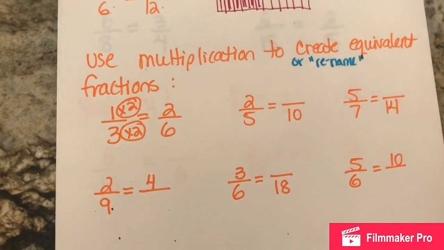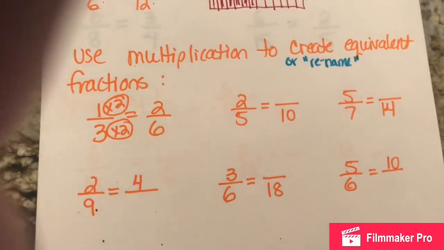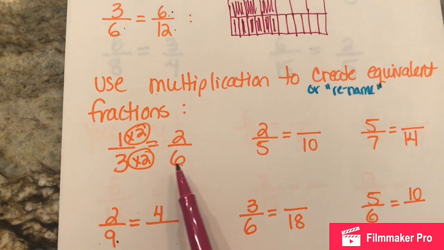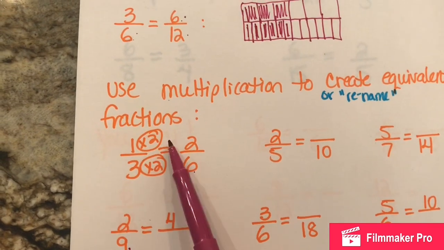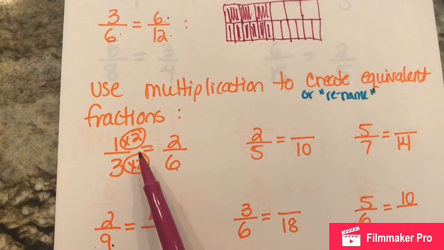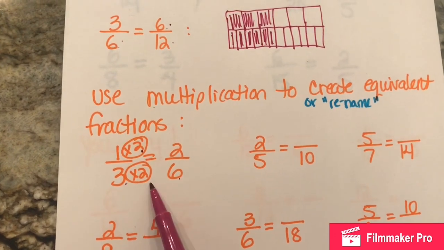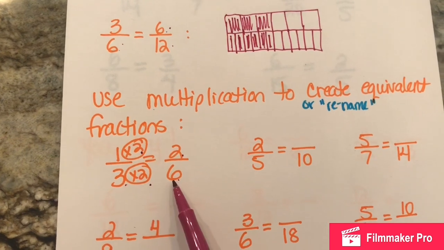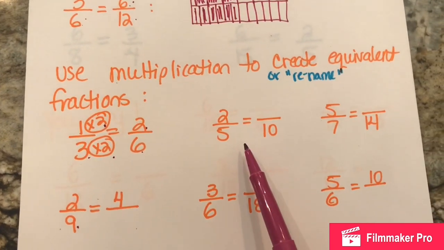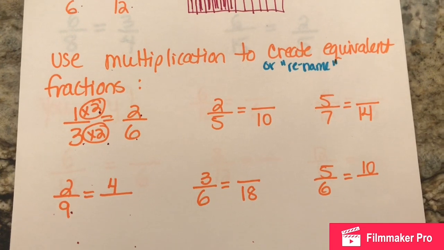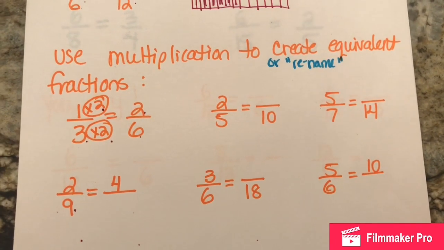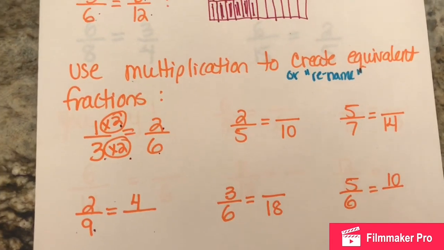Down below, you're going to do some practice with multiplication. So I did the first one. 1/3 is equivalent to 2/6, and I know that because I multiply the top and the bottom by the same thing. So whatever I do to the top, I must do to the bottom. So 1 times 2 got me to 2, and 3 times 2 got me to 6. So go ahead and give it a try. You can stop the video and do these on paper. Pause it, and I'm going to go ahead.